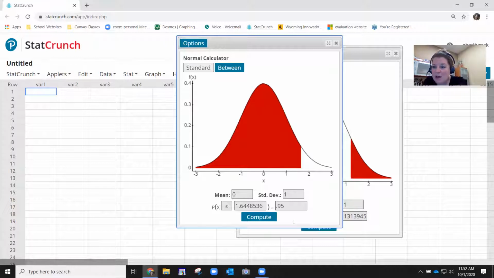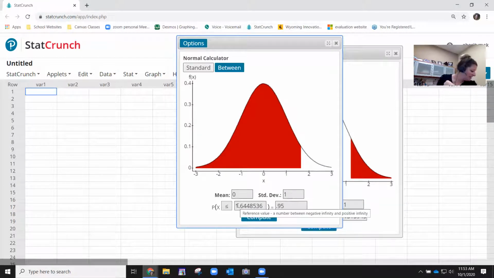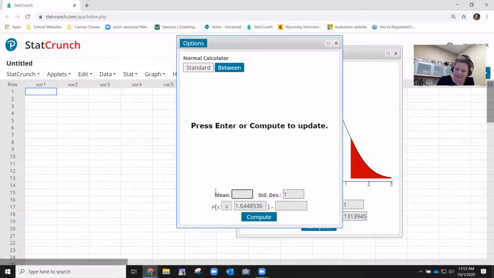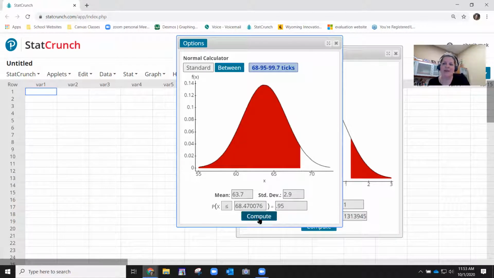So we now have 95% of the people are below a z-score of 1.644, right? Why is it a z-score? Because you have 0 and 1. What if I want this to be an x value? Then I can put in the mean of women, 63.7, and 2.9 for the standard deviation. And again, I want to put in 0.95 over here. And what's it going to find for me? My x. There's my height.